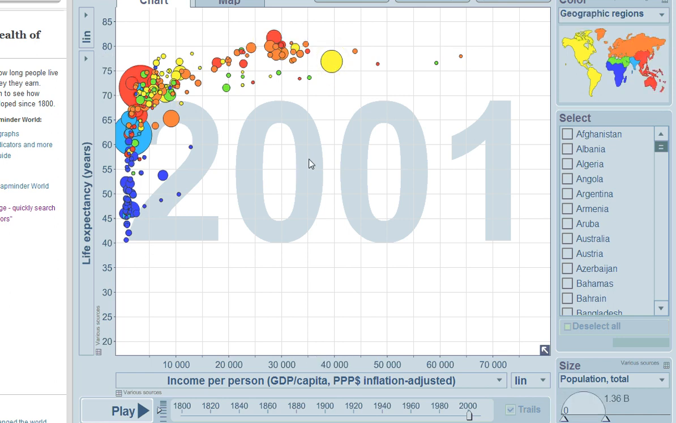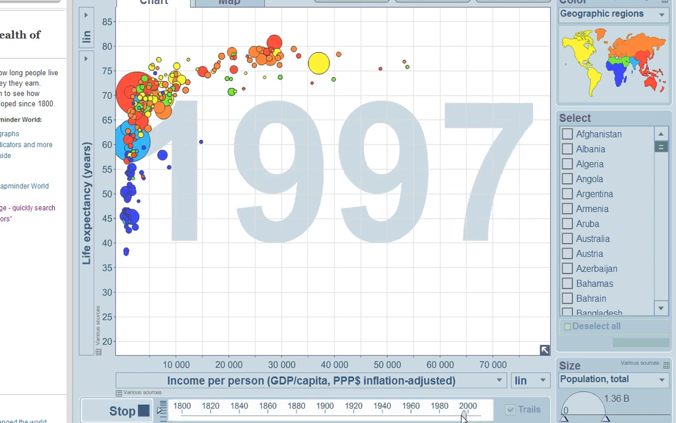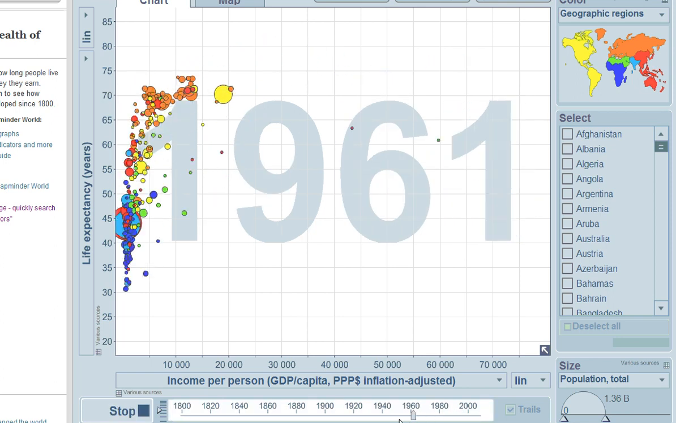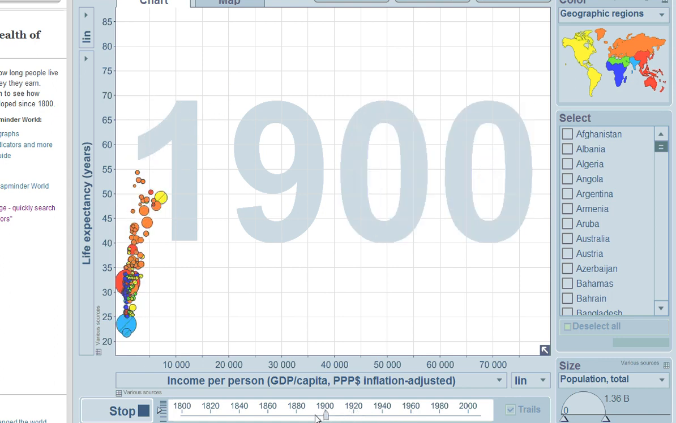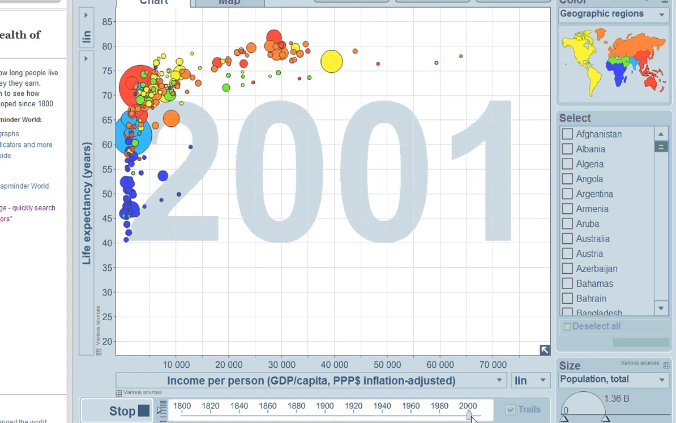This tool I'm using is called Gapminder. Gapminder is a tool that displays lots of different data in a colorful scatter plot that also changes over time. So I can slide time to see how this data has changed over time. We'll get into some of those features later, but for now, let's just take a look at 2001.